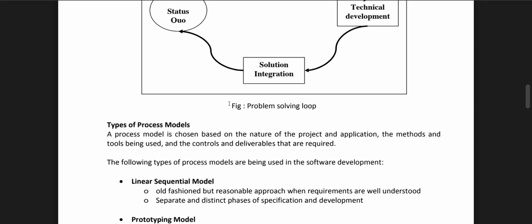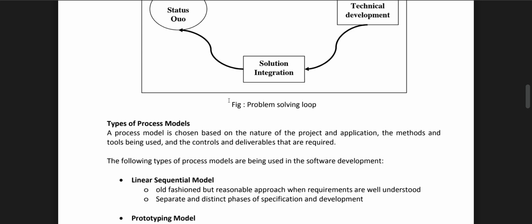Types of process model. A process model is chosen based on the nature of the project and application, the methods and tools being used, and the controls and deliverables that are required. The following types of process model are being used. Linear sequential model: an old fashioned but reasonable approach when the requirements are well understood, separating the distinct phases of specification and development.